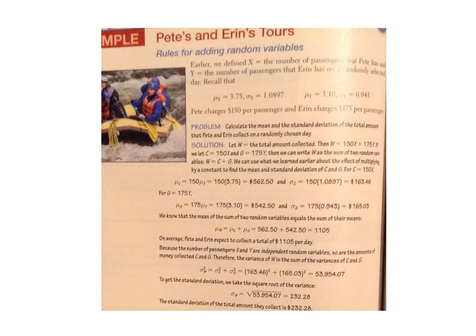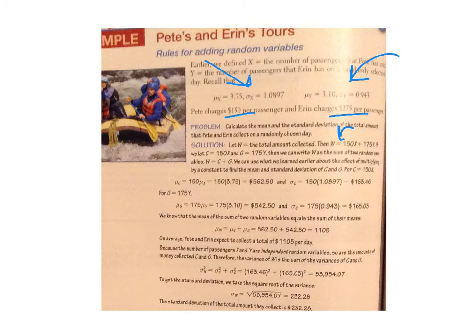Okay, so let's go back to Pete and Erin again. I'm going to leave all the work here, and we'll just point things out and talk about it so we can move through this a little bit faster. We've got X defined as the number of passengers Pete has, Y the number of passengers Erin has. Just a reminder, this is our mean and standard deviation of X and our mean and standard deviation of Y. Pete charges $150 per passenger. Erin charges $175. I want the mean and standard deviation of the total amount that Pete and Erin collect on a randomly chosen day. So we're going to assign W to be the total they collected.